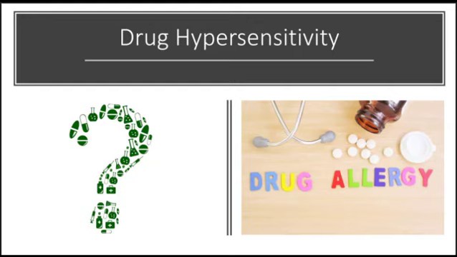As a side note, though, opioid medications such as Vicodin, Lortab, morphine, those are known to have a side effect of itching, but itching alone is not an allergic response. However, if the patient reports hives in addition to the itching, this would indicate a hypersensitivity.